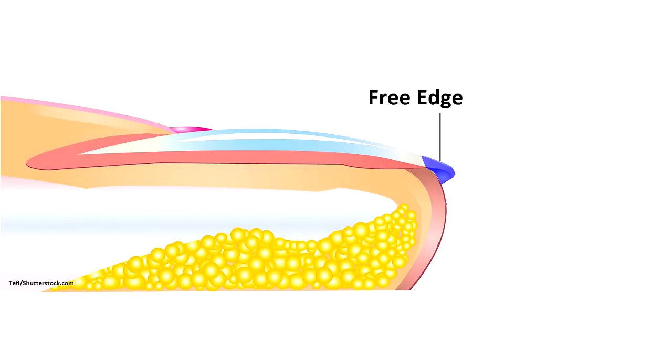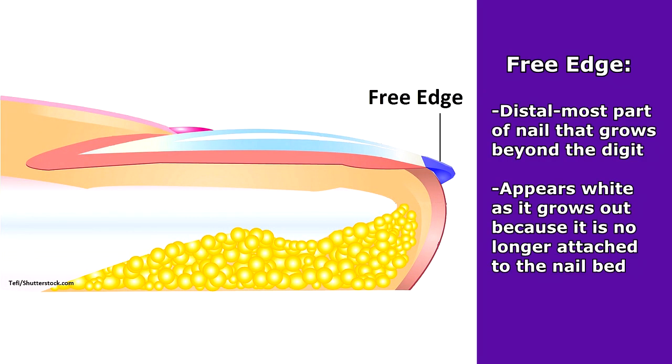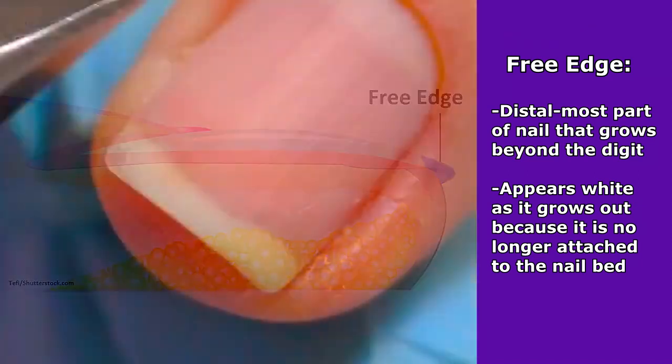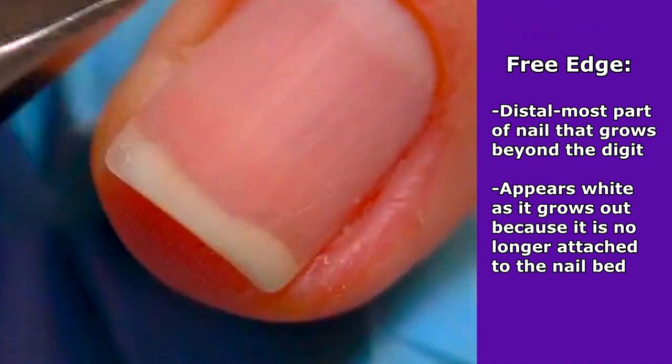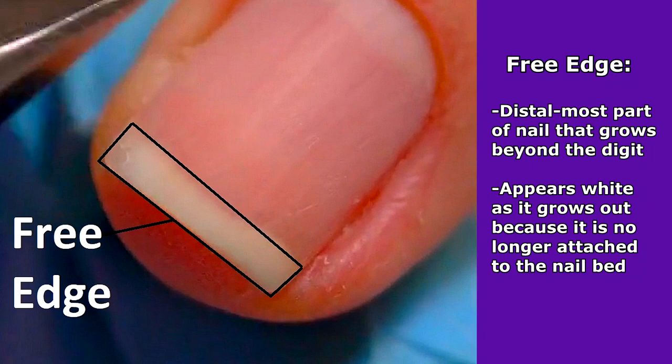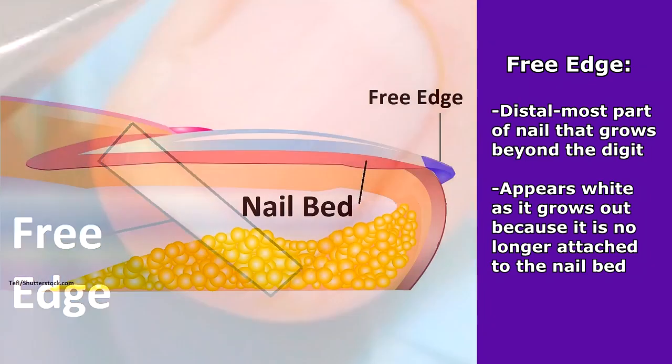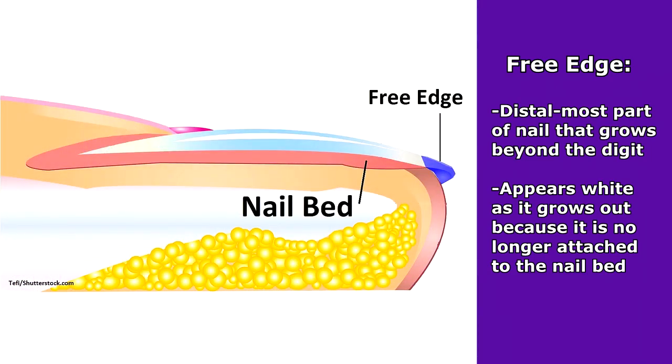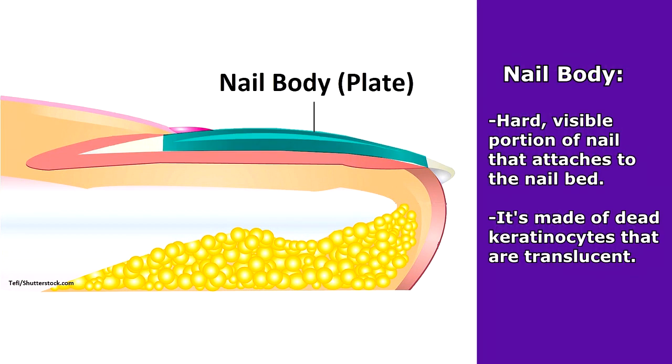Now let's take a look at the anatomy of the nail unit, starting with the nail itself. The free edge is the distalmost part of the nail that you have to trim with those fingernail clippers, and it often has a whitish appearance as it grows out because this part of the nail is no longer attached to the underlying nail bed, which is what actually gives the nail body its pinkish color. Now, the nail body makes up that hard, visible portion of the fingernail that attaches to the underlying nail bed, and it's made of dead keratinocytes that are translucent, again allowing the color of that underlying tissue to shine through.